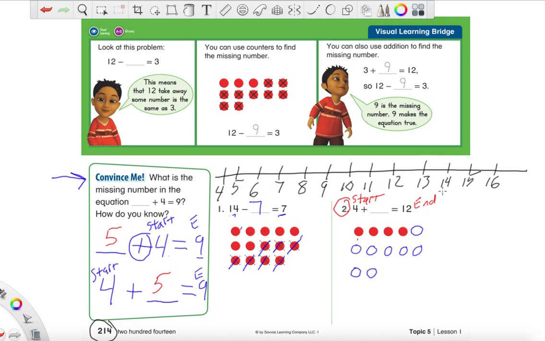And now I'm just going to count the circles that I have. 1, 2, 3, 4, 5, 6, 7, 8. So now I know that 4 plus 8 equals 12.